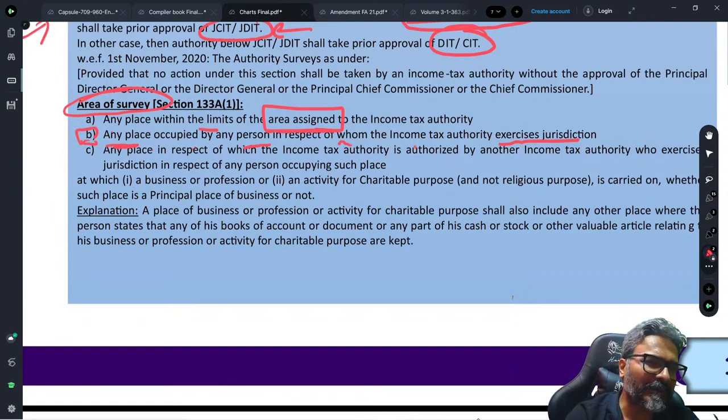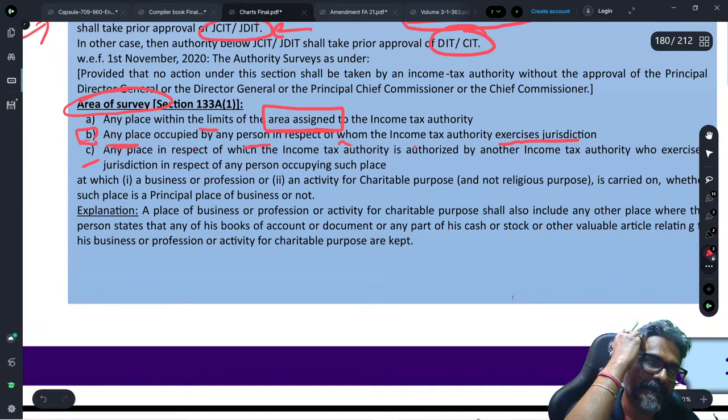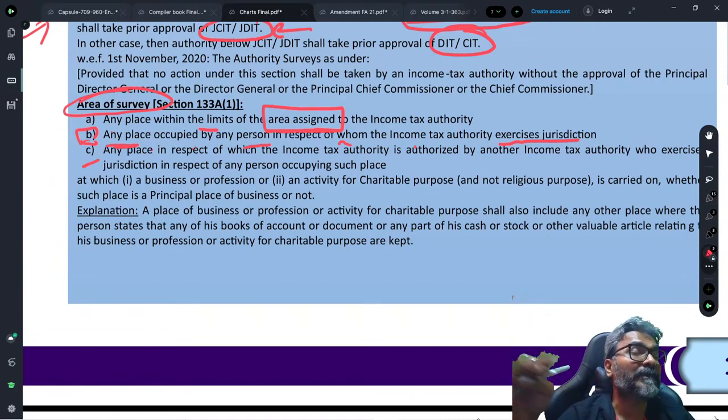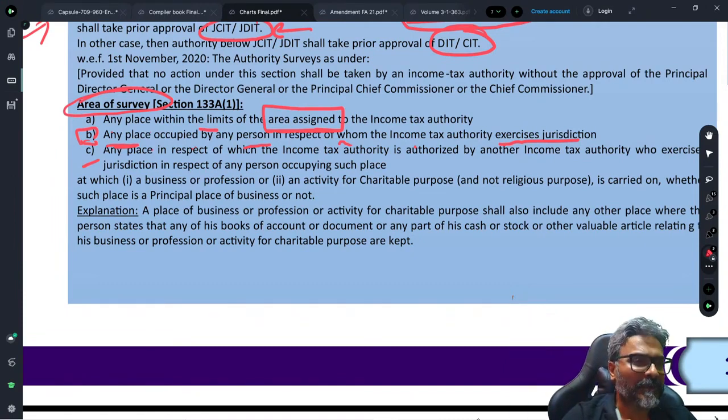If you see it here, point number C, what I can do, I can authorize the other person who, although that office falls within his jurisdiction, does not have a jurisdiction over the person. I have got the jurisdiction over the person, that is Mr. Shah Rukh Khan. And if that person has got a place of business in Mumbai and also a place of business in Delhi, in that case I can tell him to go ahead and do the survey in Delhi. I can authorize this AO of Delhi.